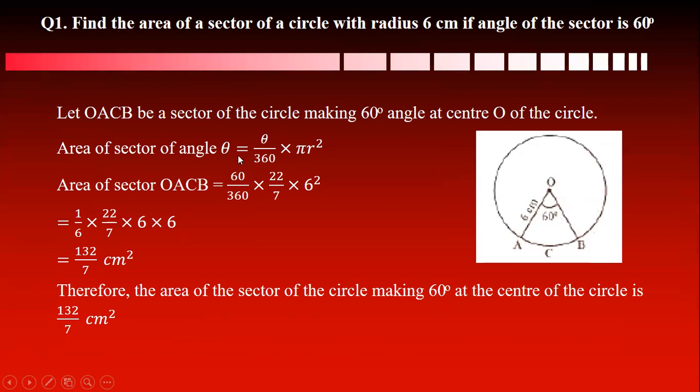Area of the sector is theta by 360 into pi r square, substituting 60 by 360 into 22 by 7 into 6 square. Unless they specify, we can take pi value to be 22 by 7. So it is 132 by 7 centimeter square. So area is 132 by 7 centimeter square. You needn't convert this into decimal points. It's okay to leave it in fractions.